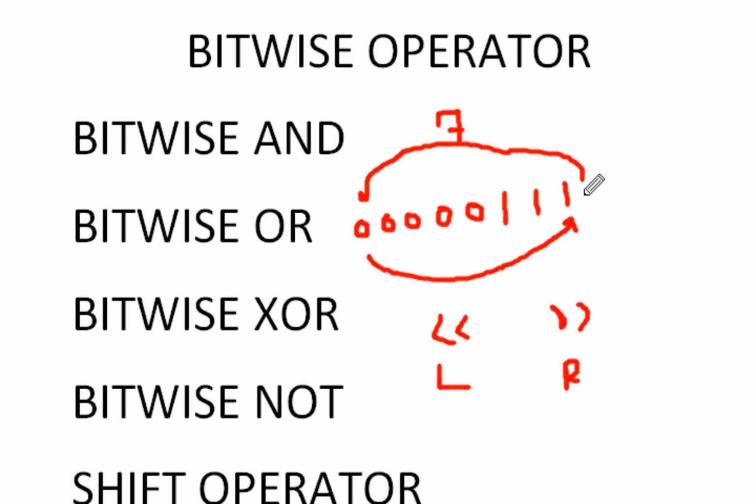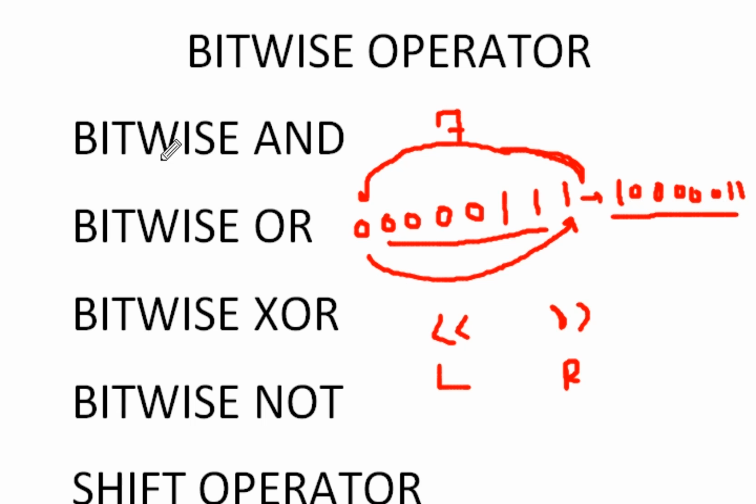Now suppose we perform a right shift operation on this value, then what will be our result? This value is occupied by this, so this will transfer to that position, and all these values will be shifted 1 bit right. So the value will be 0 0 0 0 0 0 1 1. This will be our result when we shift the value to the right side.